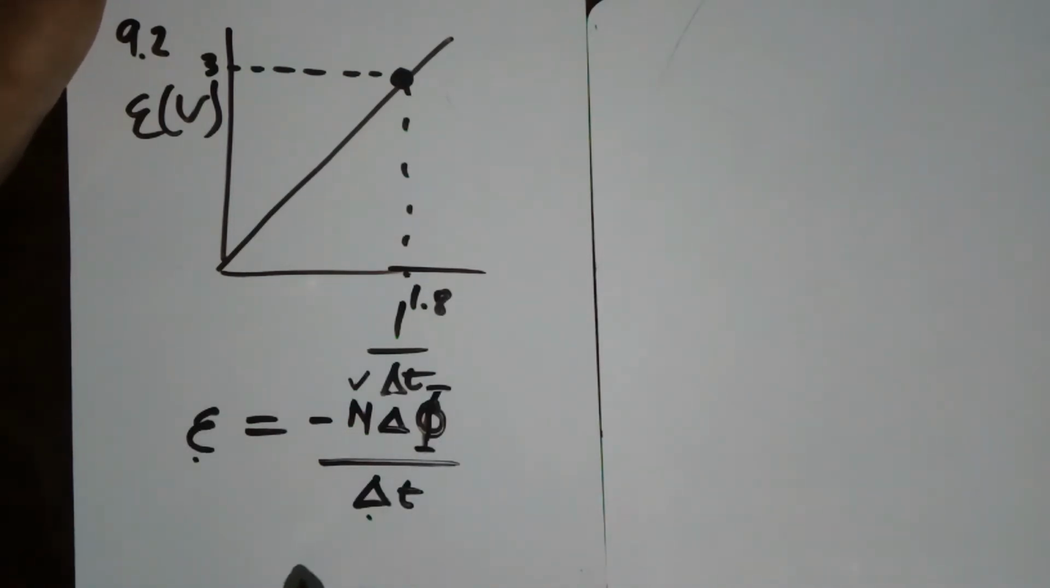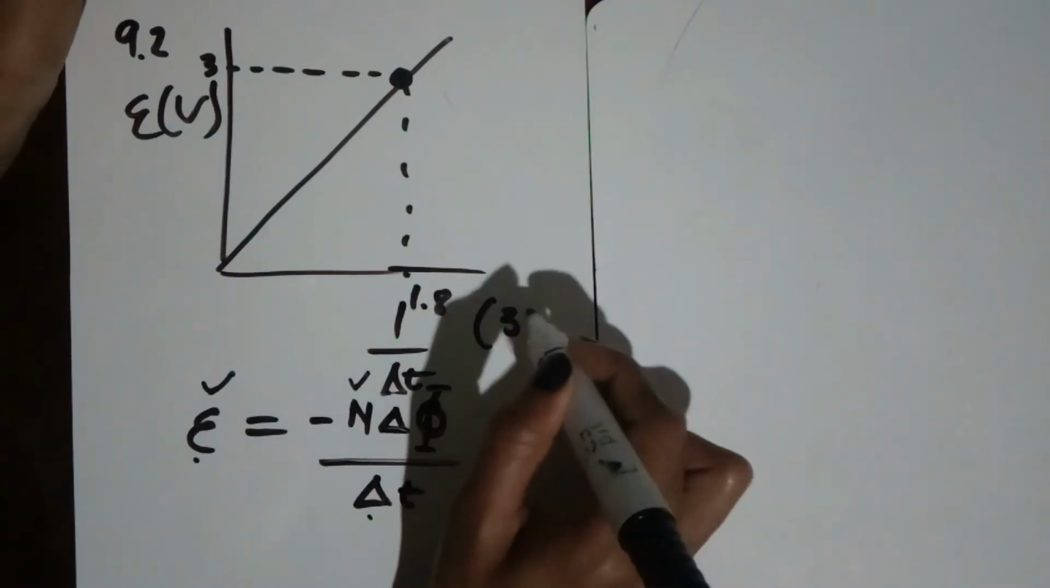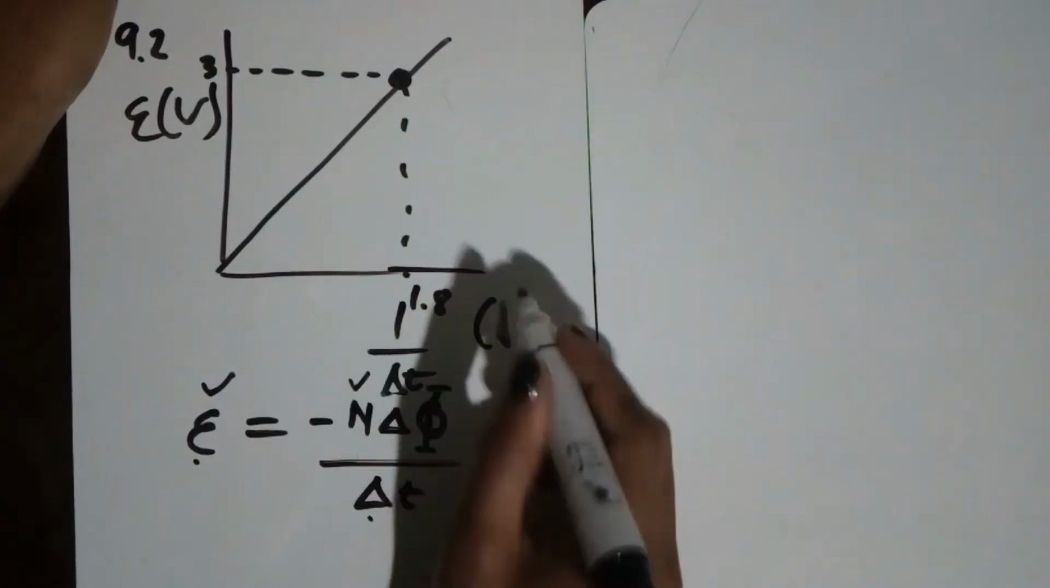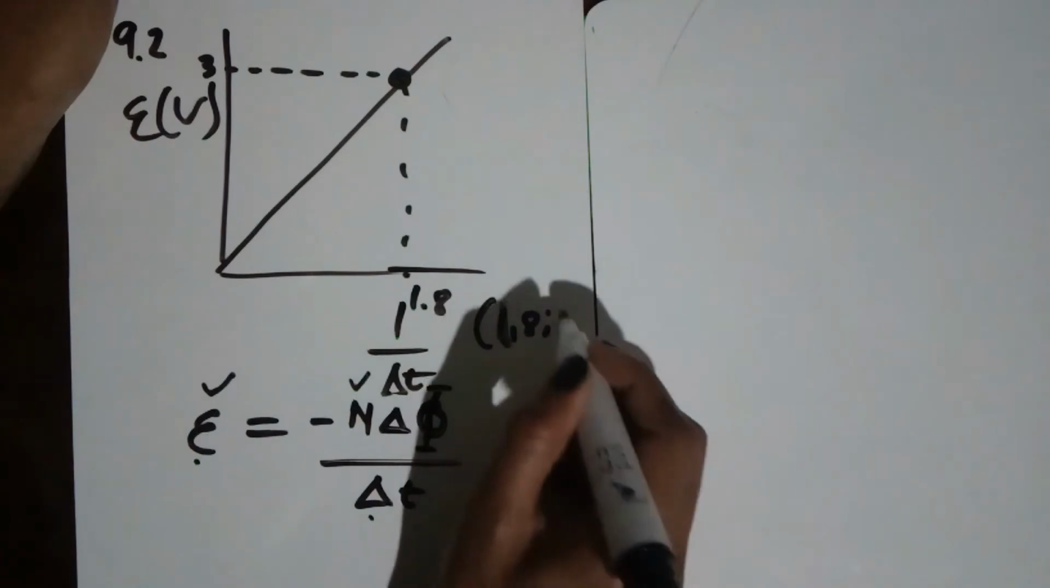So what are you noticing in this instance? You know what the EMF is for that point, so we chose 3. No, that's, if I'm writing the coordinates, it is 1.8 and 3.